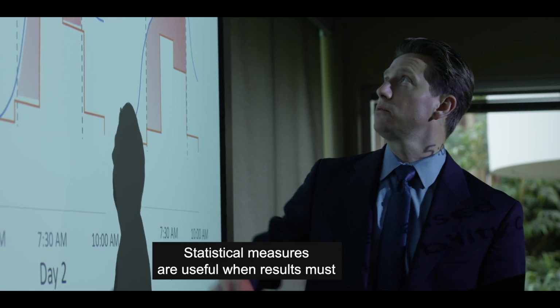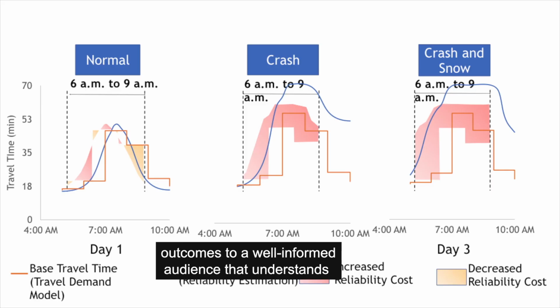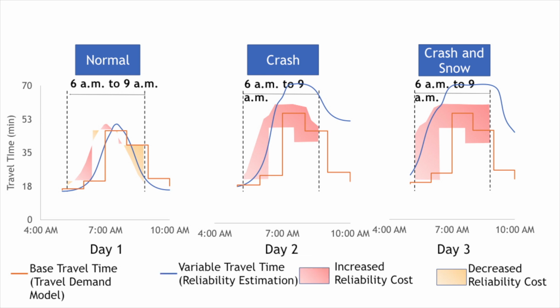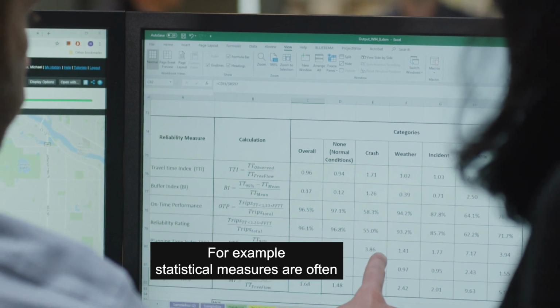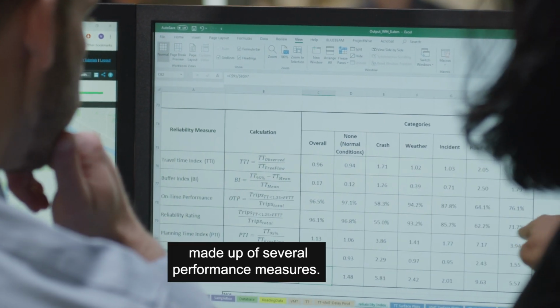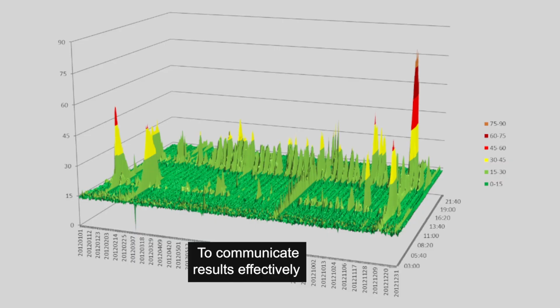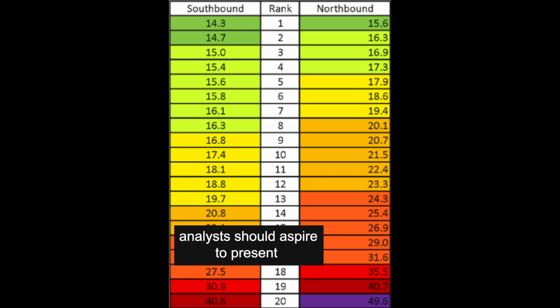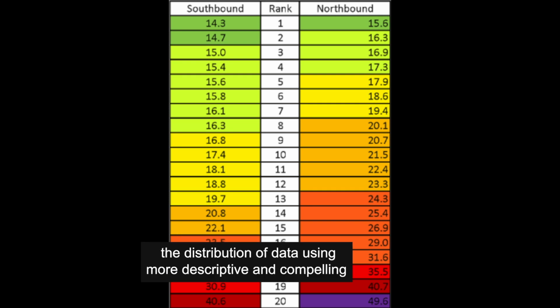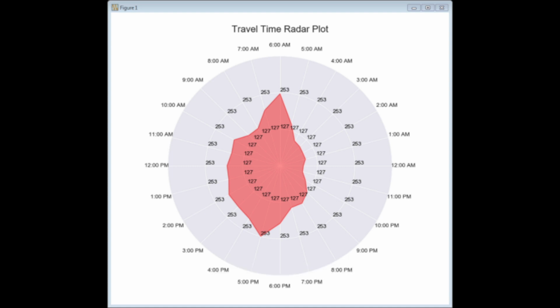Statistical measures are useful when results must be kept very concise, or you are presenting outcomes to a well-informed audience that understands reliability concepts. For example, statistical measures are often appropriate for documenting reliability in a report made up of several performance measures. To communicate results effectively, analysts should aspire to present the distribution of data using more descriptive and compelling imagery to engage your audience.